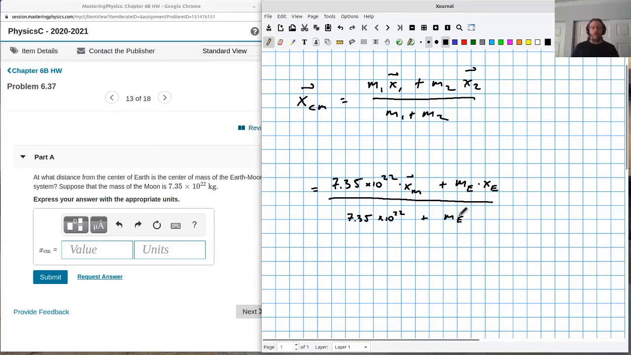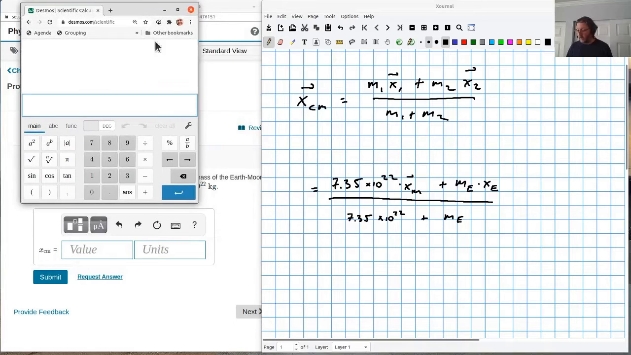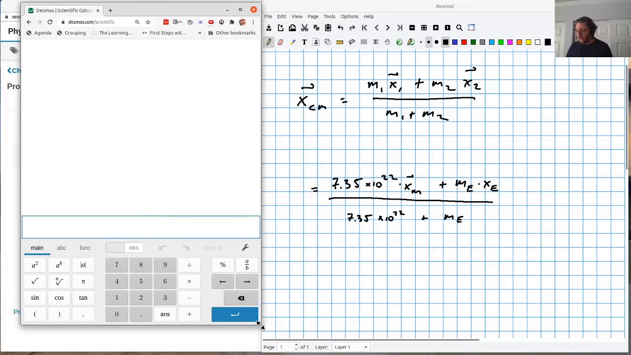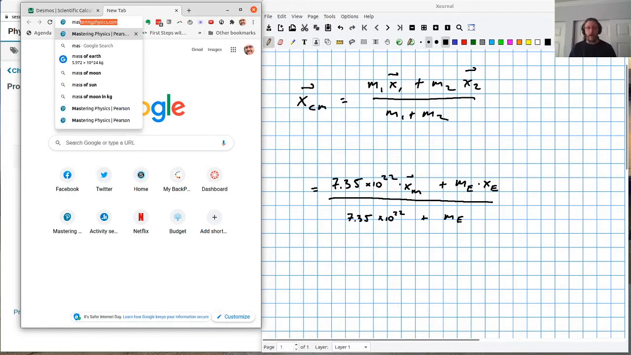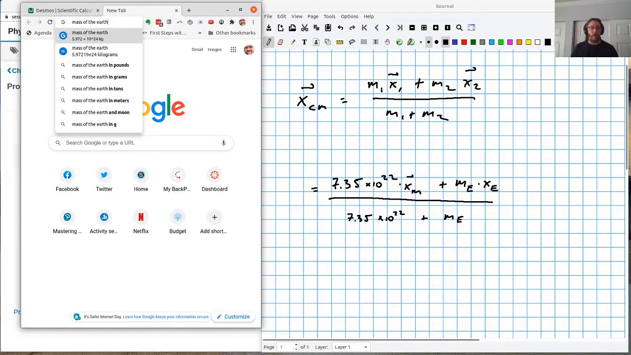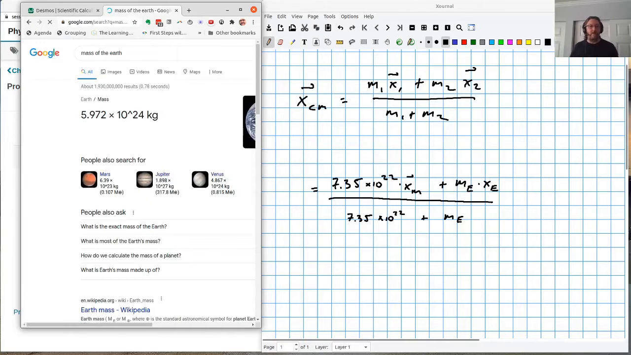Okay, so how do you figure those things out if they haven't given them to you? You actually get to do Google research in this case. So I'm going to bring in another browser right here, which also has my calculator in it. And we're going to look it up. We need the mass of the moon, the mass of the Earth, and the position of the Earth. So mass of the Earth. Look it up. And we get 5.97 times 10 to the 24 kilograms.